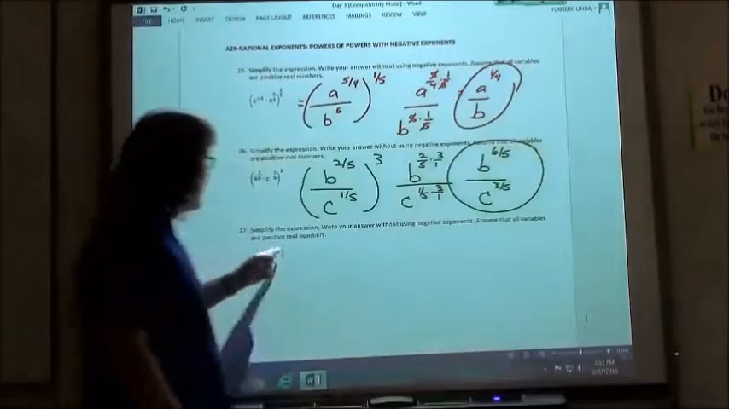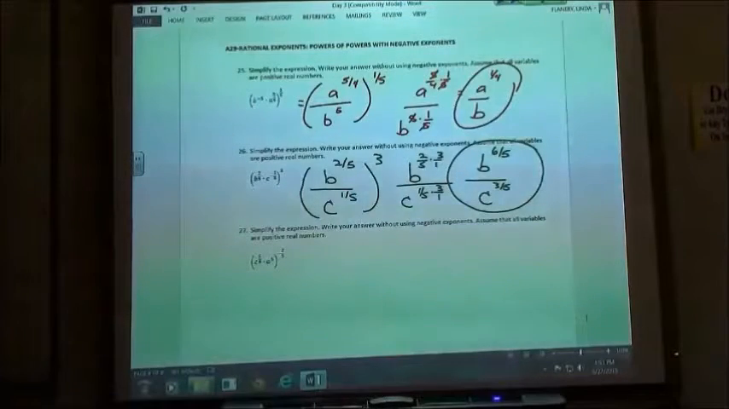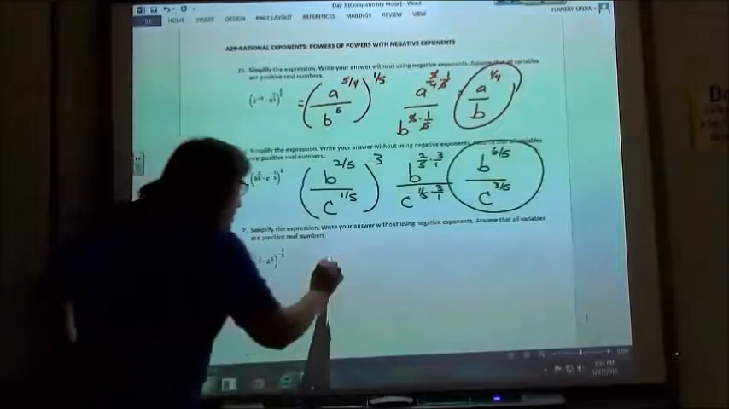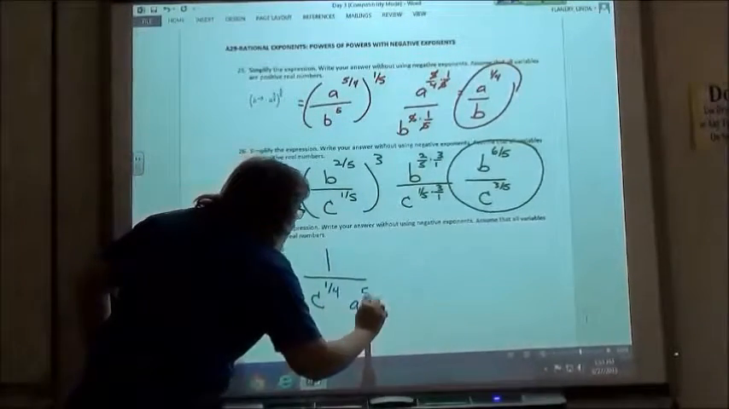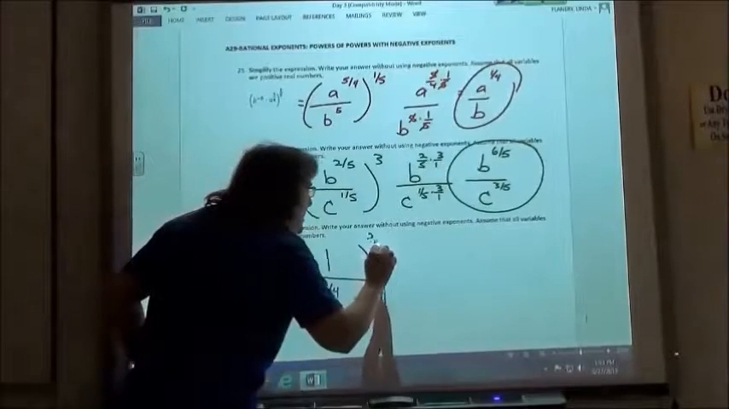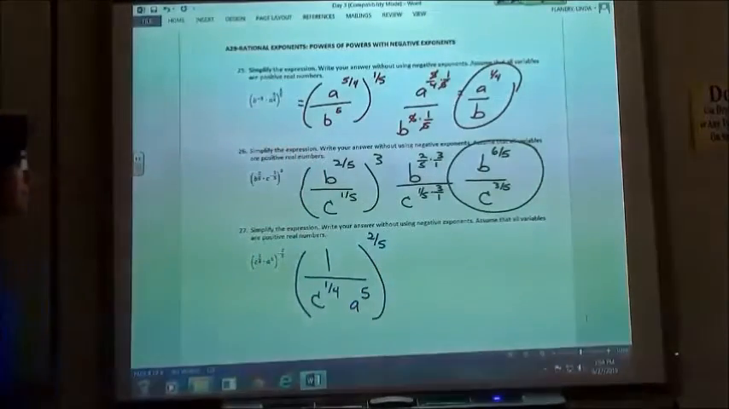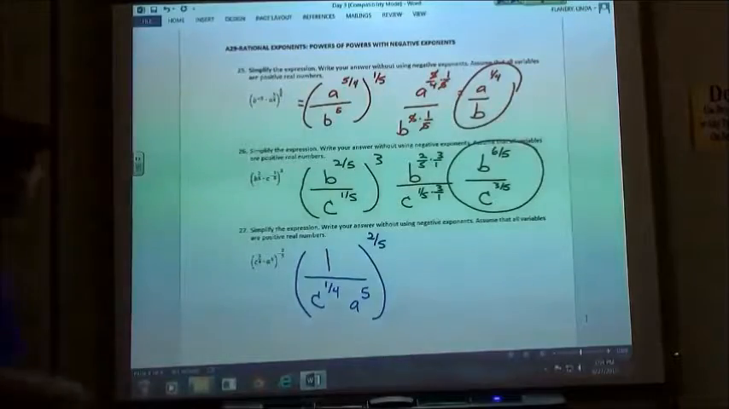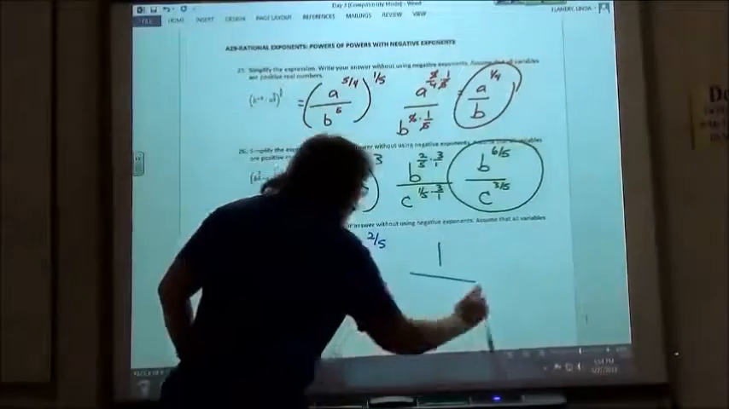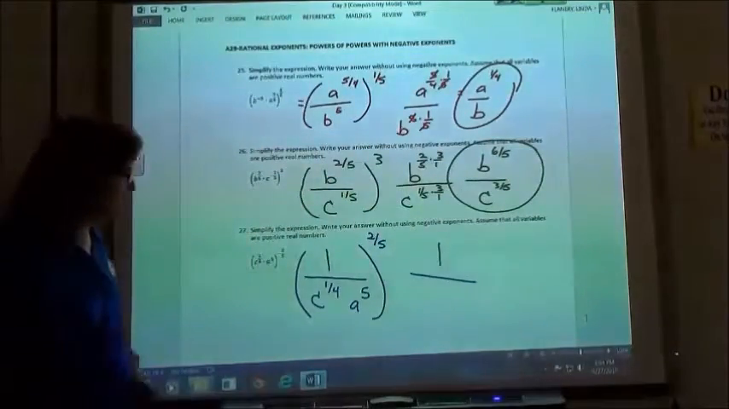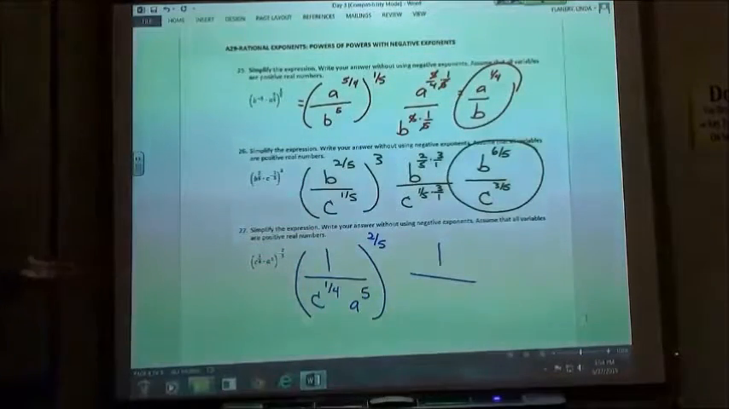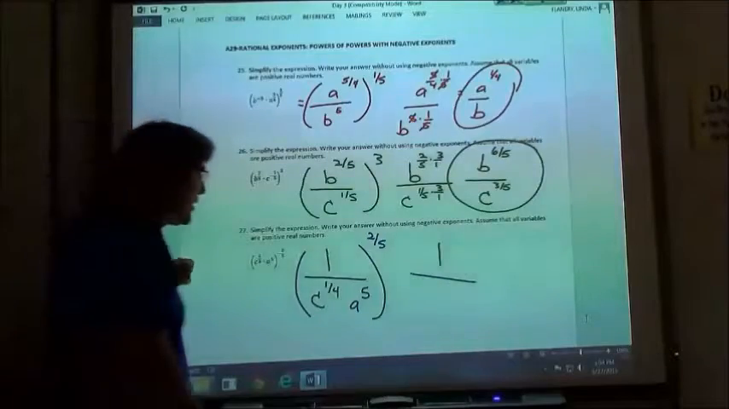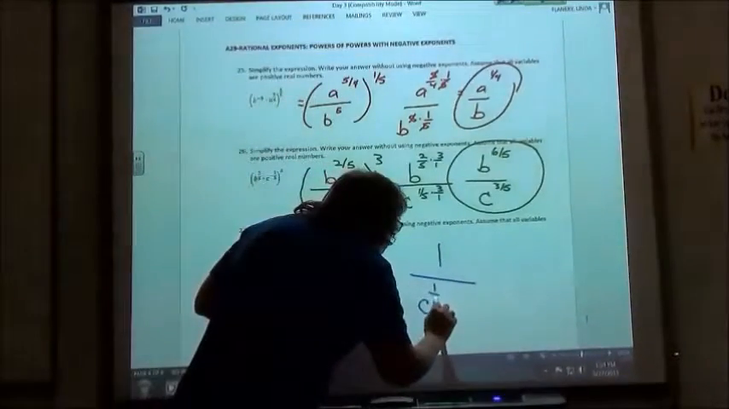27, you notice the exponent on the outside is negative. I have to do the reciprocal by putting 1 over c to the 1/4 a to the 5th. And now I'm going to raise it to the 2/5 power. Well, 1 to any power is going to stay 1. And then I'm going to multiply my exponents. So 2/5 times 1/4 would be 2 over 20. 2 over 20 would reduce down to 1/10.